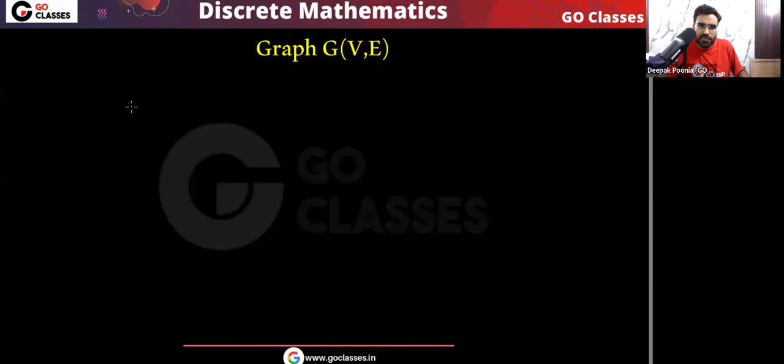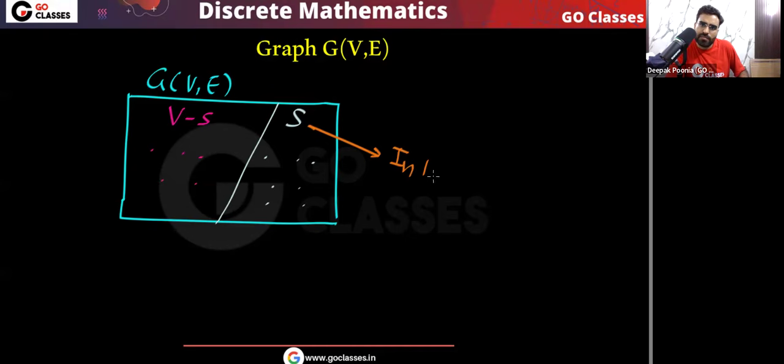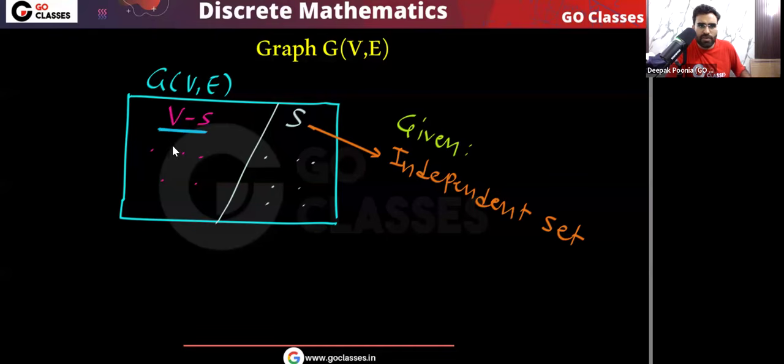You can see we have a graph G(V, E). Let's assume this is the graph. In this graph, let's assume that this S is a subset of vertices, and of course, these are the remaining vertices, V minus S. So a very simple question I'm asking you: let's assume this S is an independent set. Let's assume this is given to you, that S is an independent set. Then can you tell me what V minus S will be?